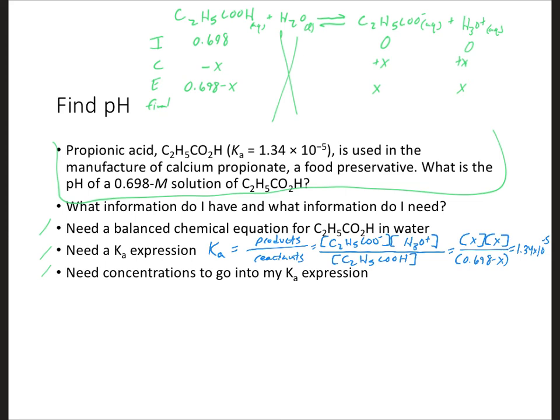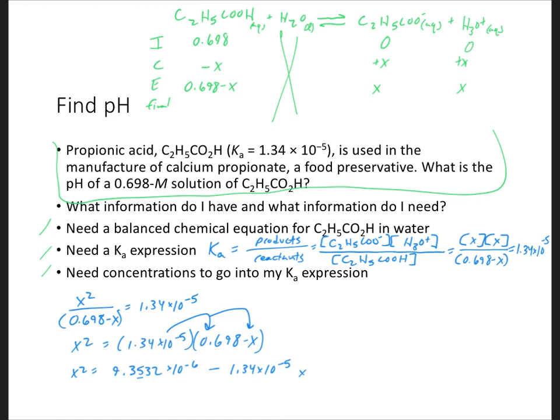So now it's a matter of having x's and numbers on the left and only numbers on the right, so I'm going to need to rearrange this so that I can end up with something that I can solve for x. I'm going to write this out again so that I can have a little bit more space. What I need to do is multiply both sides by this expression, 0.698 minus x, so that I'll end up with an x squared over here, and I'm going to have to distribute this 1.34 times 10 to the minus 5 to both the 0.698 and the minus x. So the distribution is going to say I need to multiply this and this.